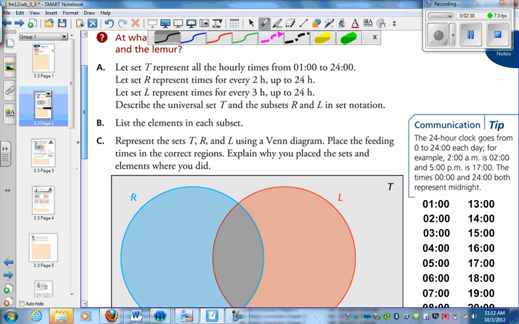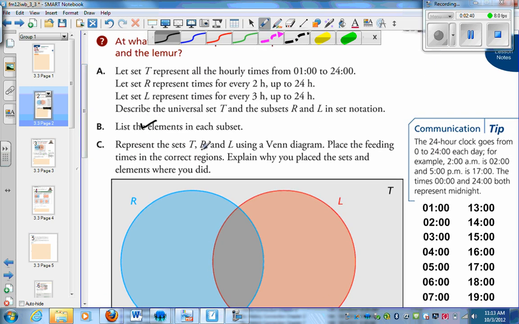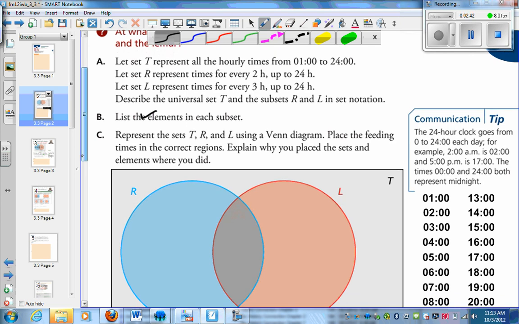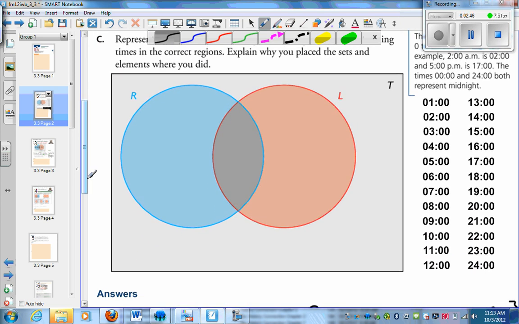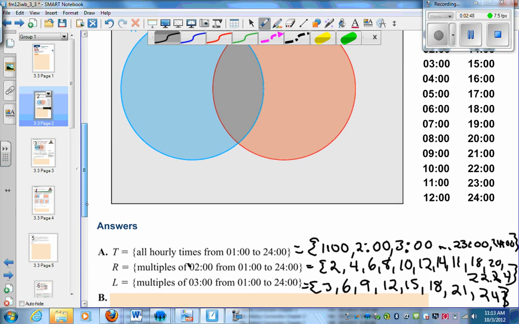Okay, so list the elements, we've done that. Represent the sets using the Venn diagram. Place the feeding times in the correct region. Explain why you place them. So the raccoon is, remember, 2, 4, 6, 8, but 6 is in both. So we're going to put 6 here.